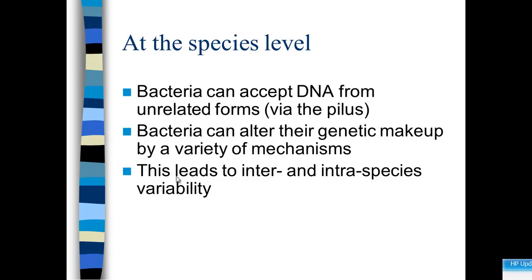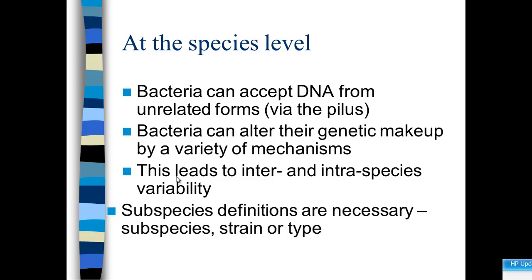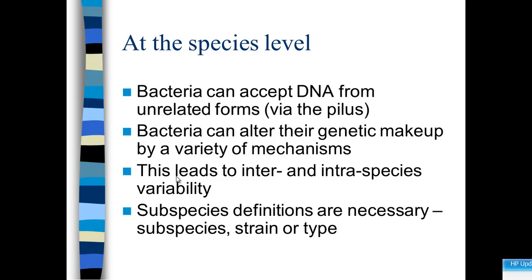For example, E. coli is a species, but there are many, many different strains of E. coli, so there's a lot of intraspecies variability. That's very important medically because there are certain strains of E. coli that are toxic and others that are not. So when we talk about subspecies, this is below the species classification. Sometimes they're referred to as strain or type.